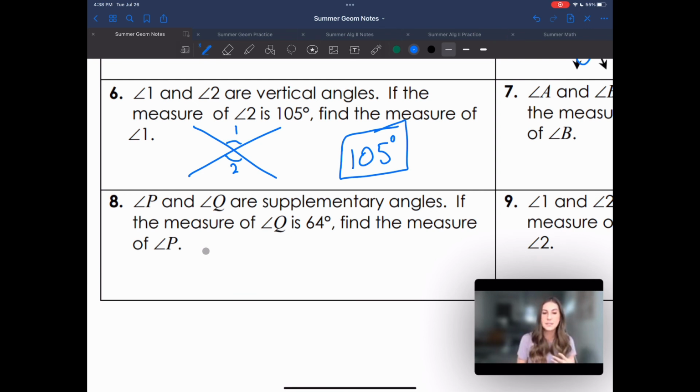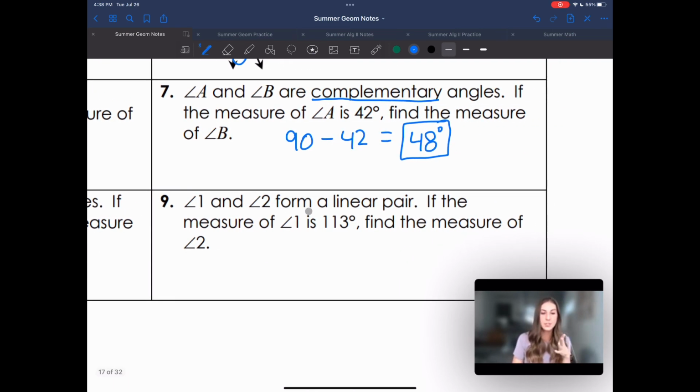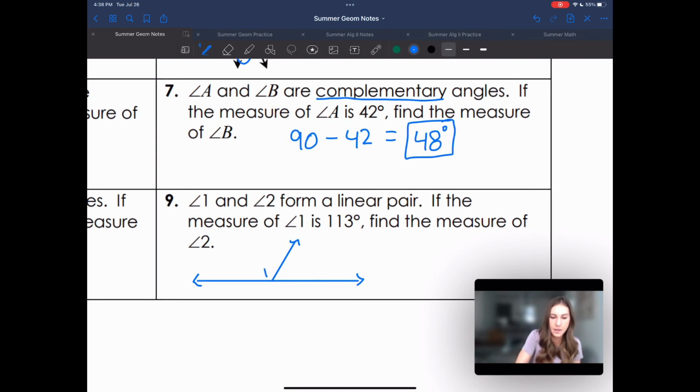Again, you could draw a picture of this. You really don't need to. These are pretty simple. You're just going to be doing 180 minus 64 degrees, which gives us 116 degrees for that missing angle. Okay, last one. Angles 1 and 2 form a linear pair, which, you know what, we haven't done a ton of linear pairs, so you might want to draw a picture. A linear pair means you've got just two angles going off of a straight line here. Okay, so we'll say here's angle 1, here's angle 2. It says if the measure of angle 1 is 113 degrees, find the measure of angle 2.